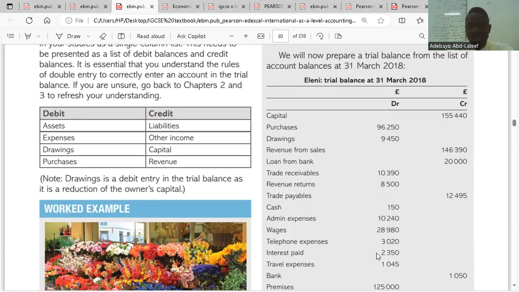Assets are always on the debit side because they represent resources of the business. Expenses are always on the debit side. Drawings are always on the debit side, which means we're talking about withdrawals for personal use by the owners of the business. Purchases are always on the debit side. Liability is always on the credit side of the trial balance. Other income like profit is always on the credit side of the trial balance. Capital is also on the credit side of the trial balance. And revenue is also on the credit side of our trial balance.